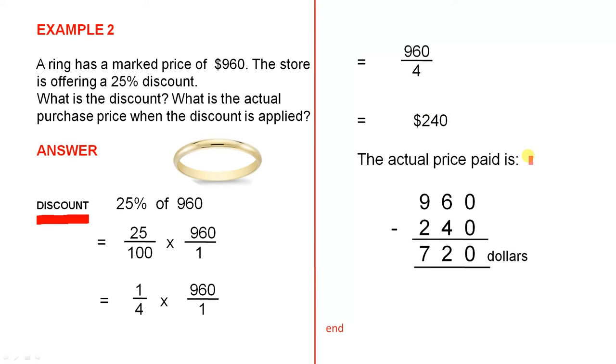The actual price paid is $960 minus the discount, which is $240, and that leaves you with $720, and that is what's paid at the end. So there's the price that you actually paid, because the discount's $240, so it's a lot cheaper than $960.